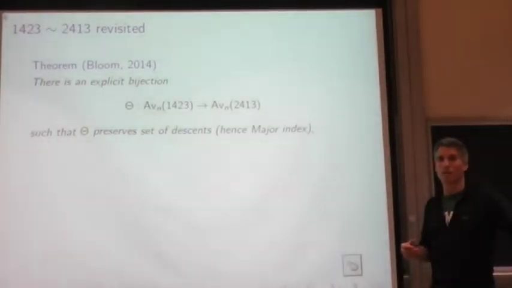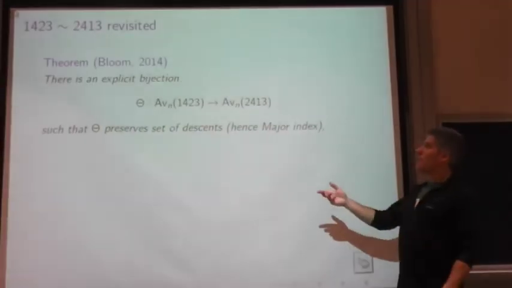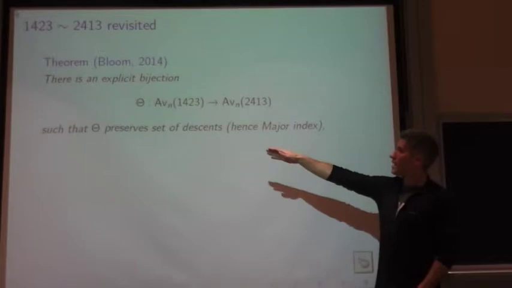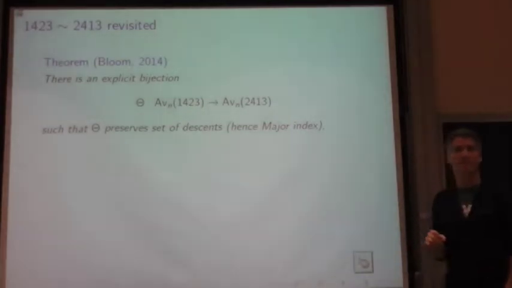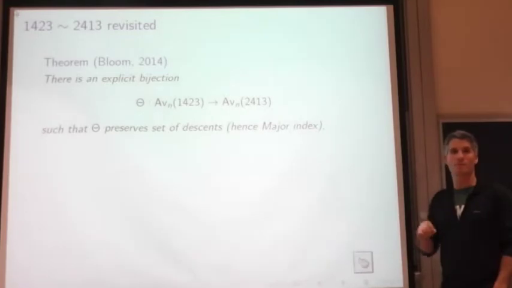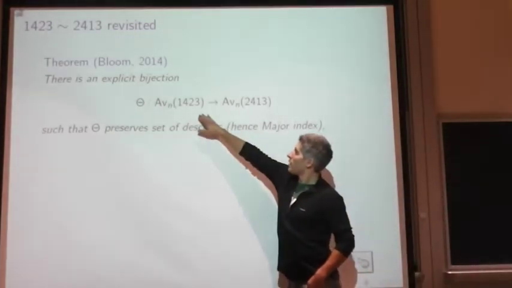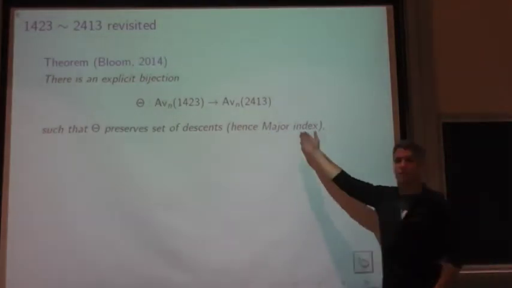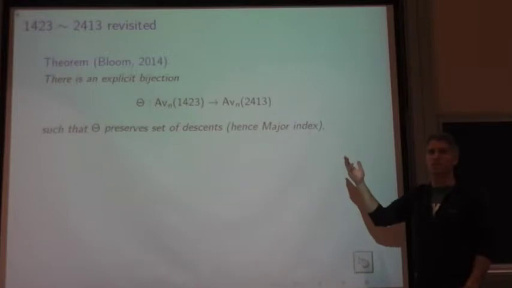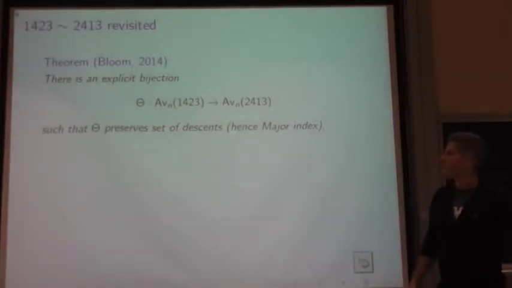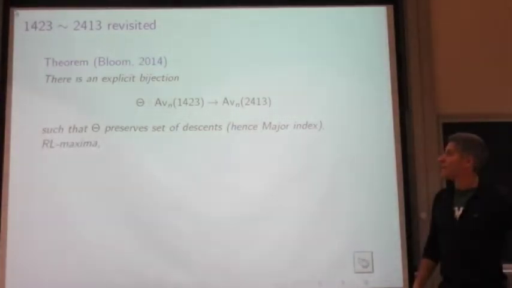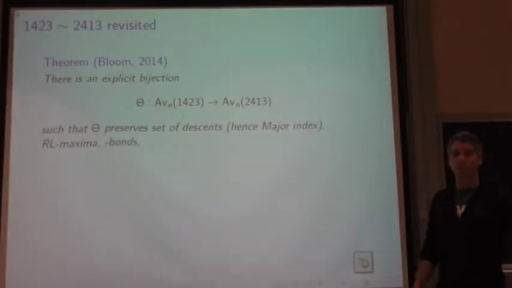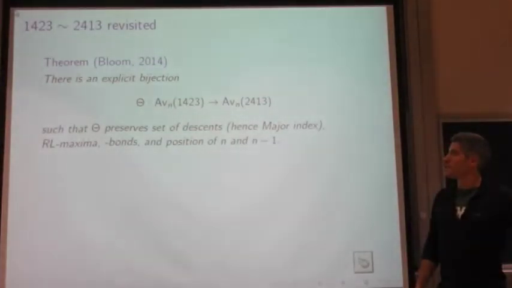What I'll show you, or at least give you some sense of, is that there's an explicit bijection between these two sets such that theta preserves the set of descents. So if you have descents in the first, second, and fifth spot here, then when it maps over, it'll have descents in the first, second, and fifth spot as well. It exactly preserves them. And therefore the major index, which is just the sum of those things, is obviously preserved. But it does a lot more than that. It also preserves left-to-right and right-to-left maxima. It preserves minus bonds, and it preserves the position of n and n minus 1.